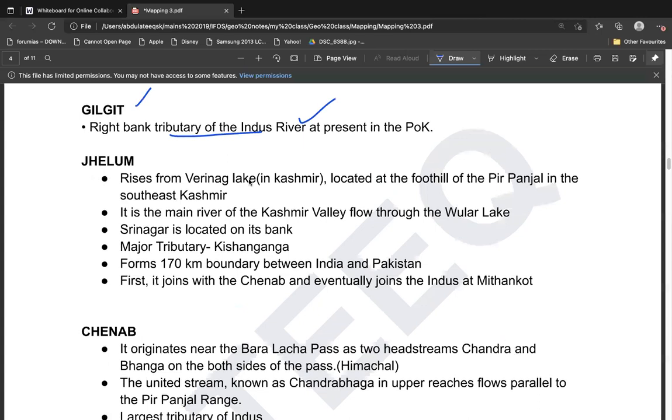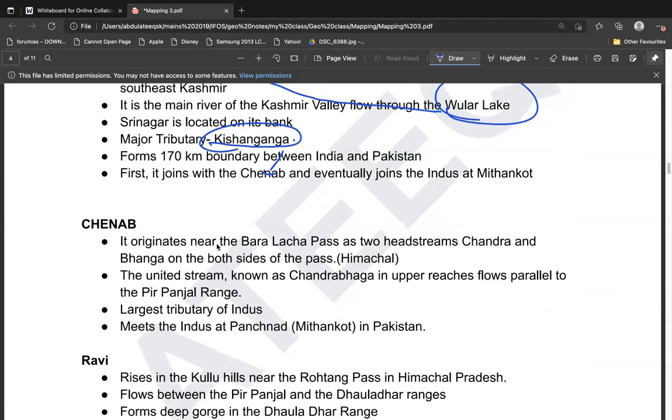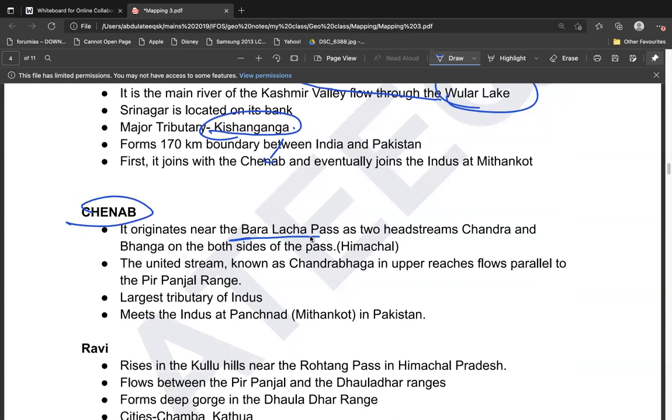Okay, let's see about the Jhelum River. It originates in, like I said, Verinag Lake in the Kashmir region at the foothill of the Pir Panjal. It passes through, it is a very important thing, the Wular Lake. Its main tributary is the Kishan Ganga. And finally, it joins the Chenab River.